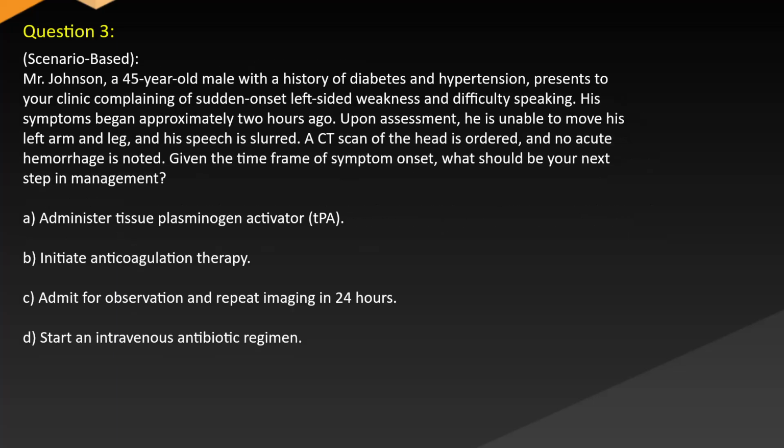Question 3, scenario-based. Mr. Johnson, a 45-year-old male with a history of diabetes and hypertension, presents to your clinic complaining of sudden onset left-sided weakness and difficulty speaking. His symptoms began approximately 2 hours ago. Upon assessment, he is unable to move his left arm and leg, and his speech is slurred. A CT of the head is ordered, and no acute hemorrhage is noted. Given the time frame of symptom onset, what should be your next step in management?